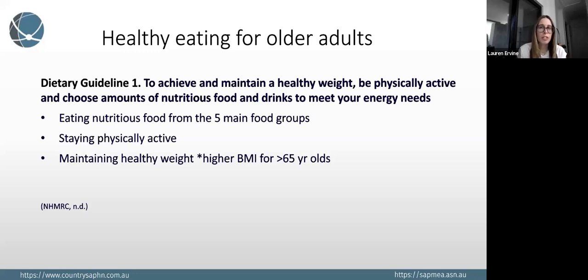So we do know a slightly higher BMI range, I think it's around 23 to 30 kilograms per metre square, is considered healthier for older adults to prevent against frailty and unintentional weight loss. So that's one thing to consider as well, and there might be room for a little bit more discretionary treats in those particular case groups, like those people.